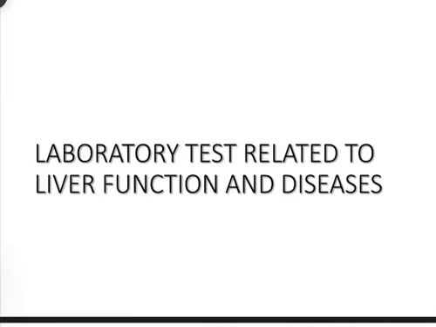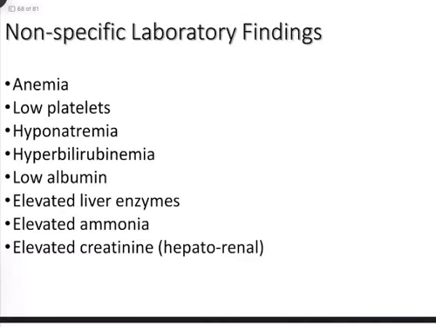Laboratory tests related to liver function and diseases. Okay? So you do have non-specific ones. When you say non-specific, this can also be related to other organs. So your anemia, low platelet count, hyponatremia, hyperbilirubinemia, low albumin, elevated liver enzymes, elevated ammonia, and elevated creatinine due to hepatorenal disease can cause increases in these variables. If there is a correlation with the liver, this is still not specific. Other abnormalities with regards to this can also be seen in other organs.